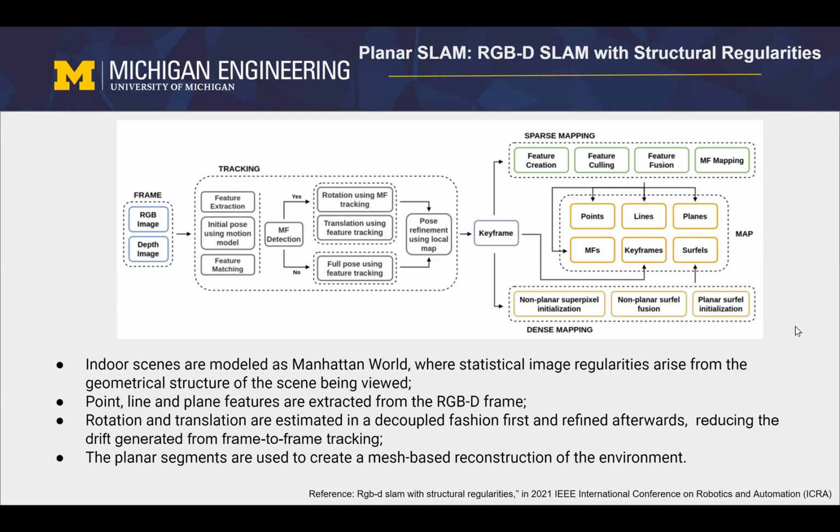Indoor scenes are modeled as Manhattan world, where statistical image regularities arise from the geometrical structure of the scene being viewed. Point, line, and plane features are extracted from the RGB-D frame. Rotation and translation are estimated in a decoupled fashion first and refined afterwards, reducing the drift generated from frame-to-frame tracking. The planar segments are used to create a mesh-based reconstruction of the environment.